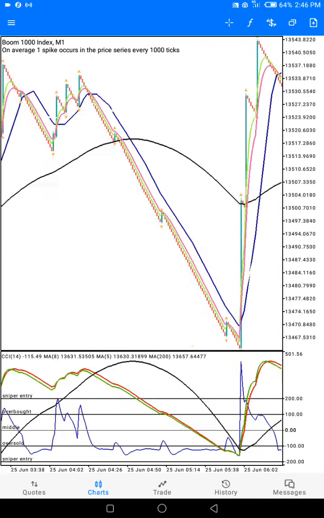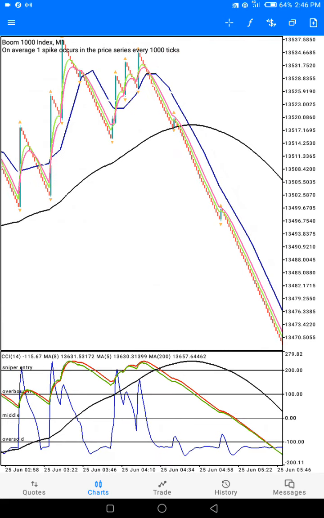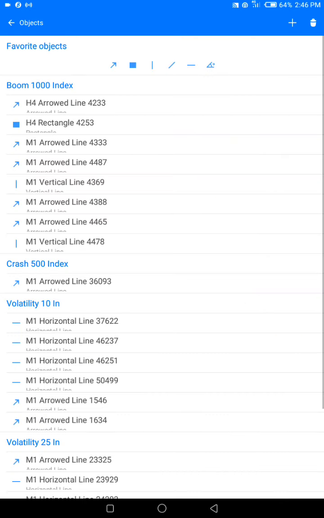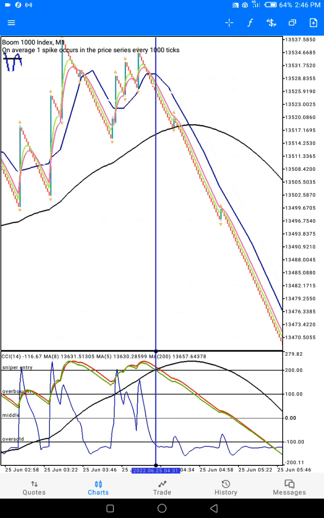Let's do another back test and see. This is another good position, as we can see it. Here it is, another good condition here. Look at where the moving average came out from.